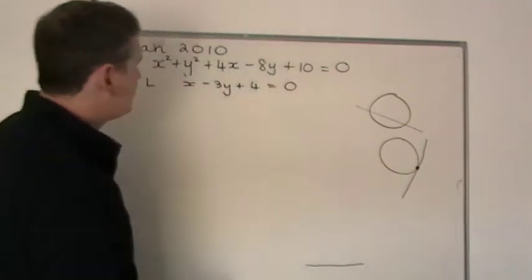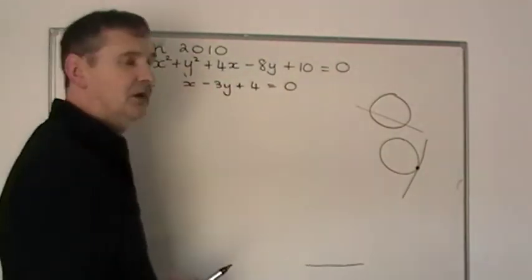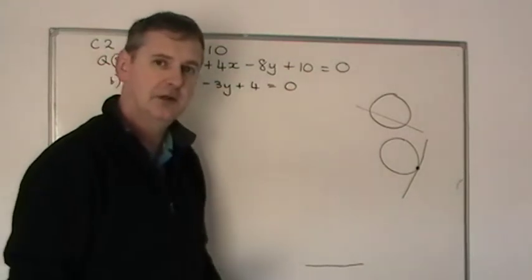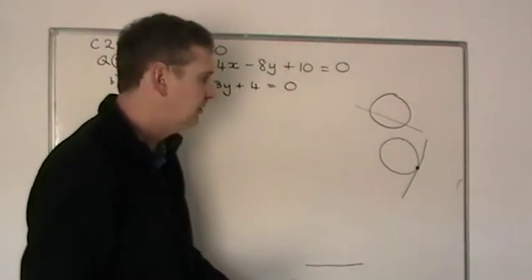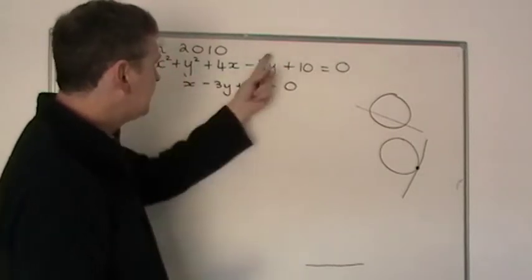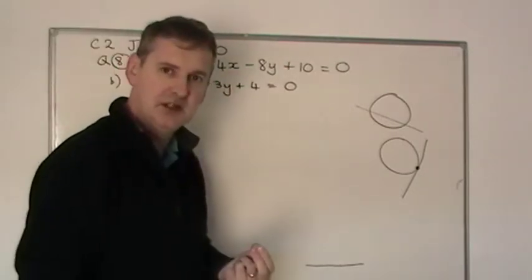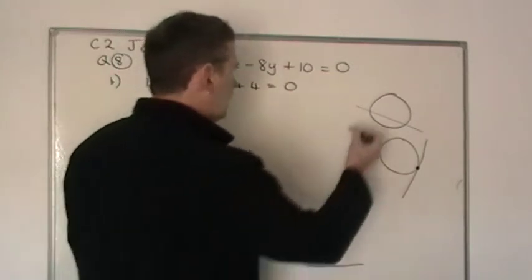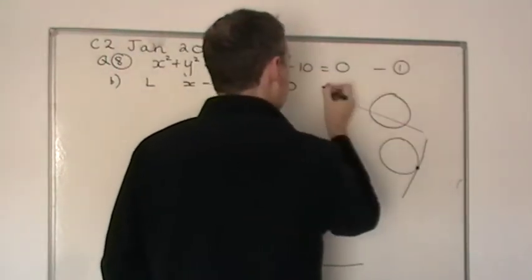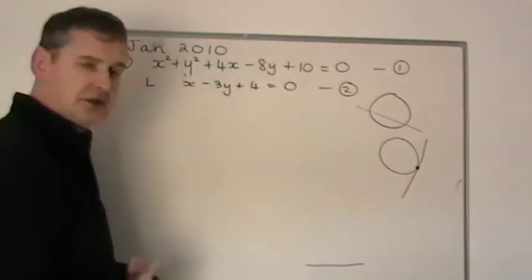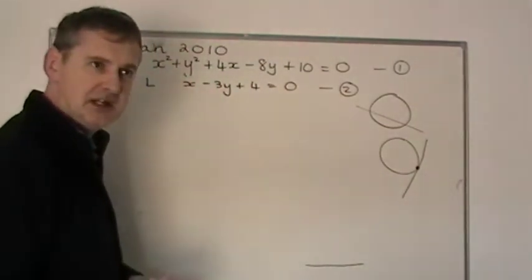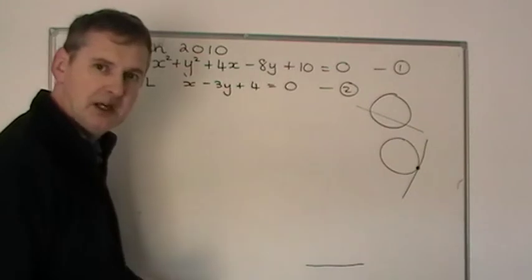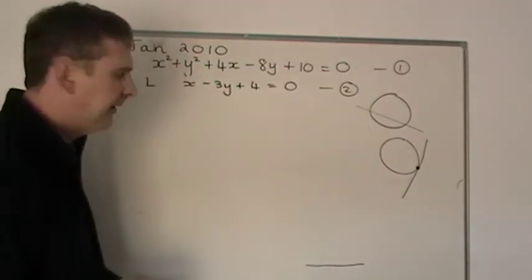So in this situation, if we're asked to prove that the line is a tangent to the circle, then very simply all we're going to do is take these two equations, solve them simultaneously, and there should be one answer coming out from this. Here we go then. I'm going to call that equation 1, I'm going to call that equation 2, and I'm going to solve 1 and 2 simultaneously using our techniques from September, October time, off the C1 paper.